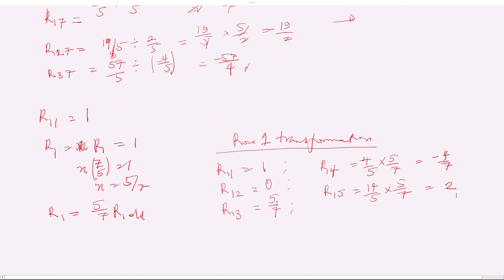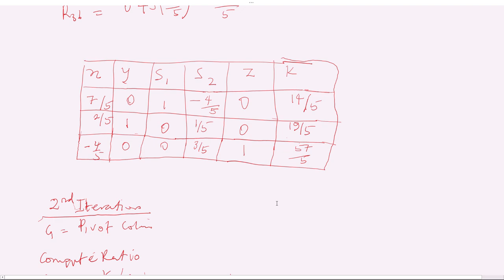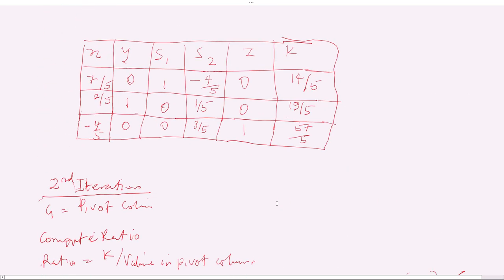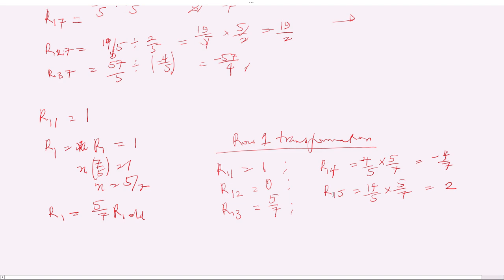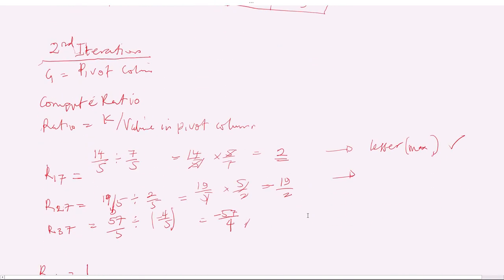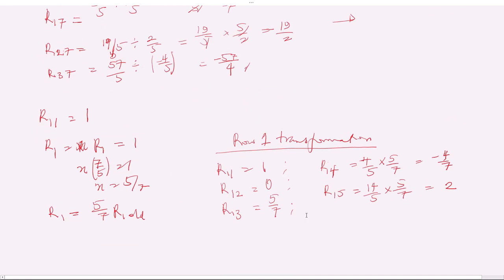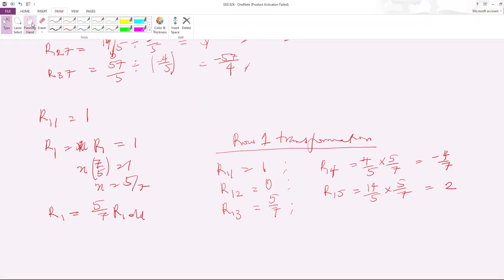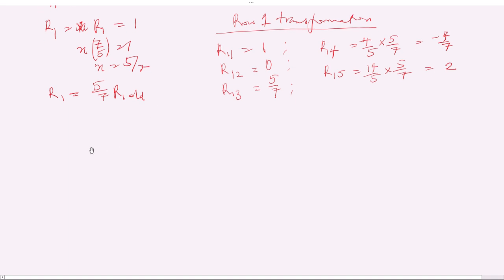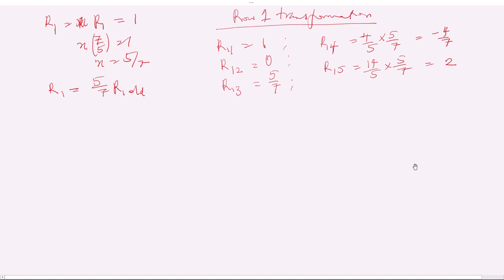So with that, if we transform that, we're going to have a new table with the new values of R1 slotted in. Let me just make it simple like this. The table is going to look like this: X, Y, S1, S2, Z, and the constants.